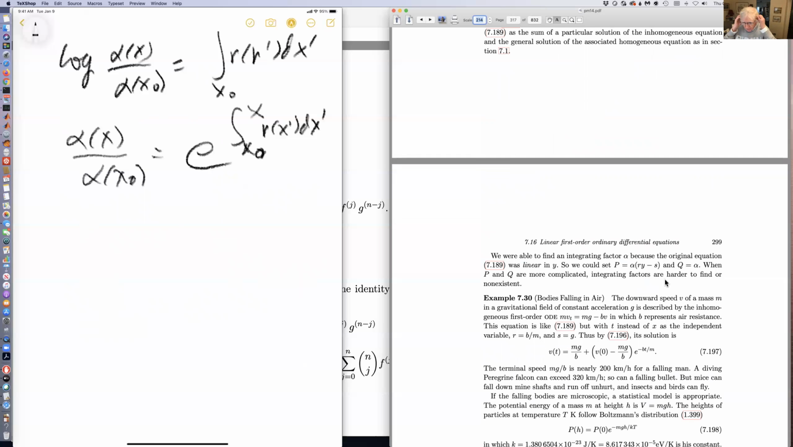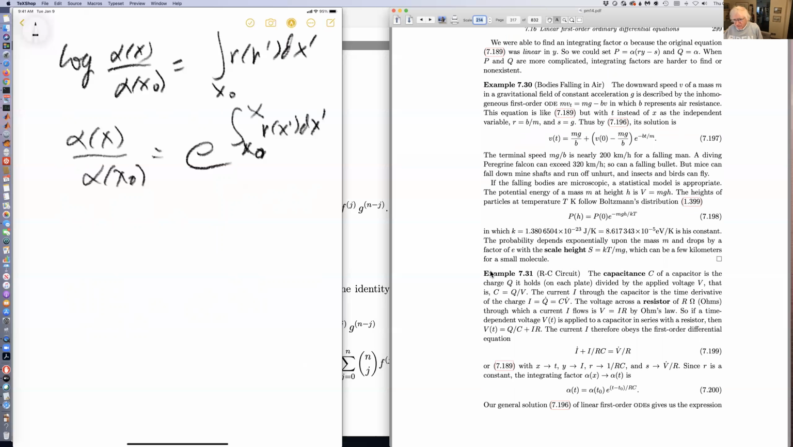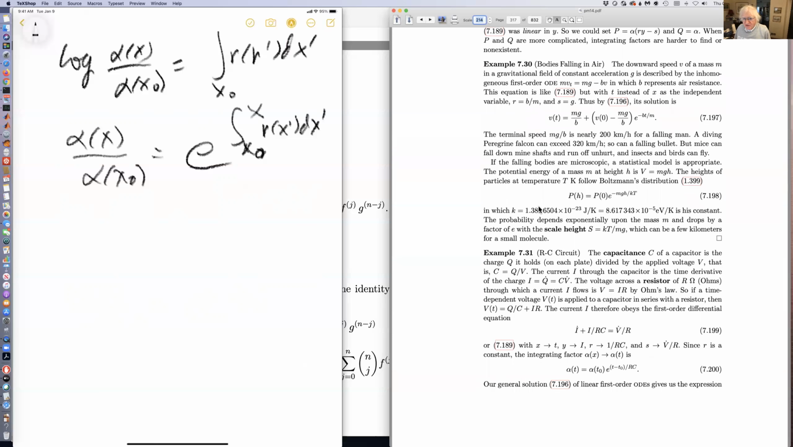Now, why were we able to do this? We were able to do this because the equation was linear. On the other hand, we could set P and Q, we could do these simple things. When P and Q are more complicated, the integrating factors are much harder to find. Now, here are two examples.